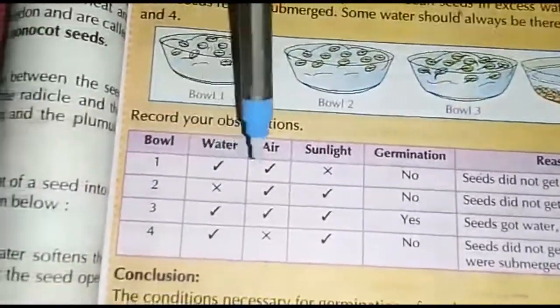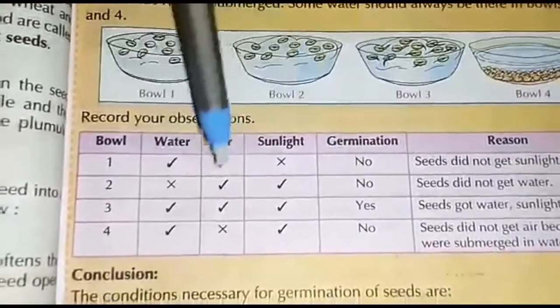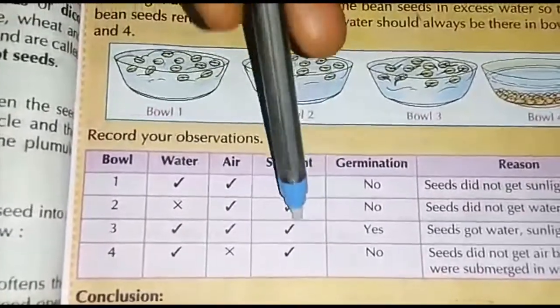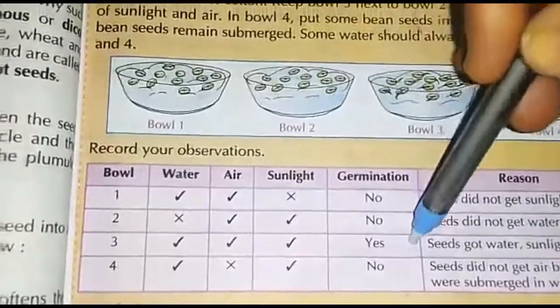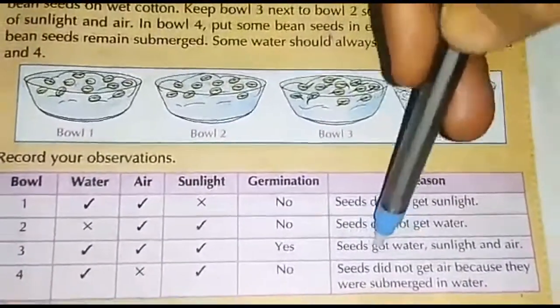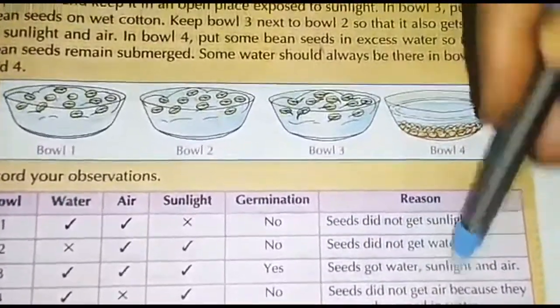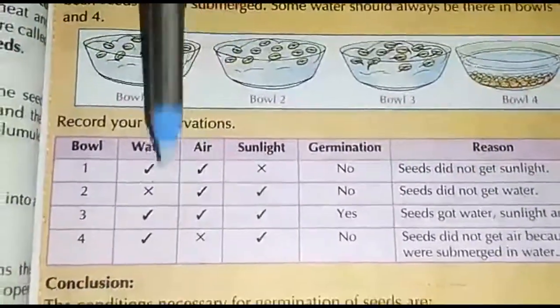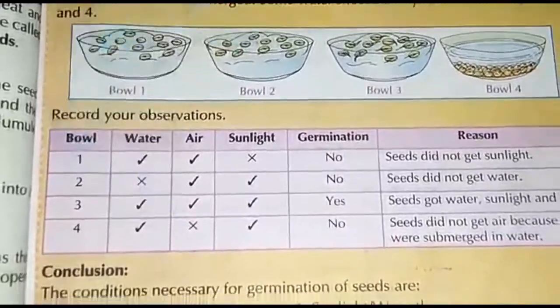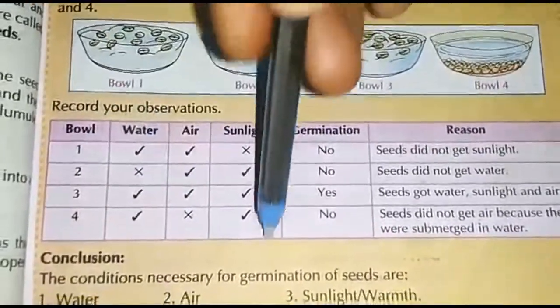Then the third bowl. Water is there. Air is there. Sunlight is there. Can it germinate? Yes. Why? Because seeds got water, sunlight and air. Now see the fourth one. In the fourth bowl, water is there, air is not there, sunlight is there.